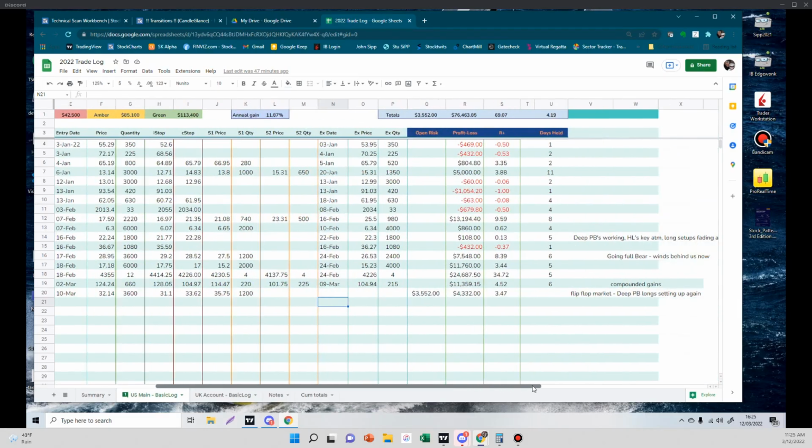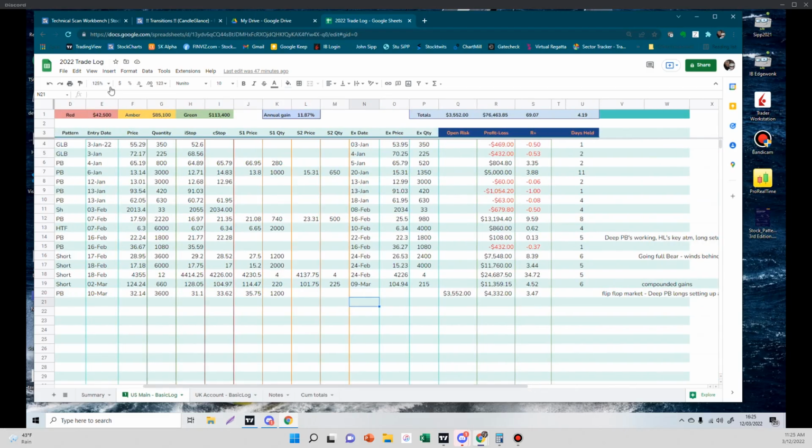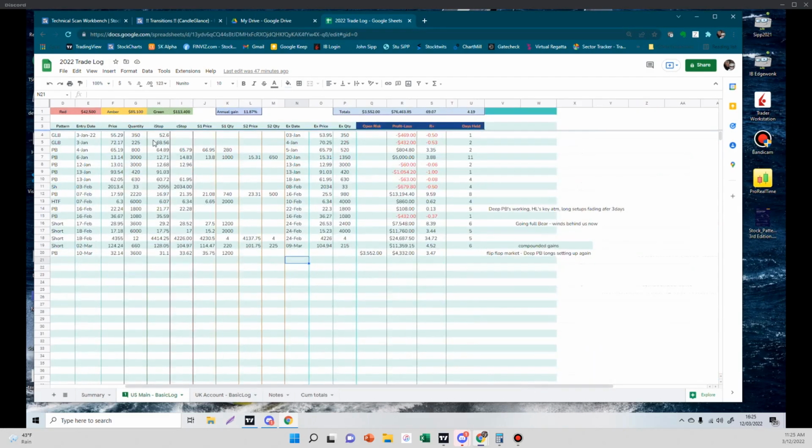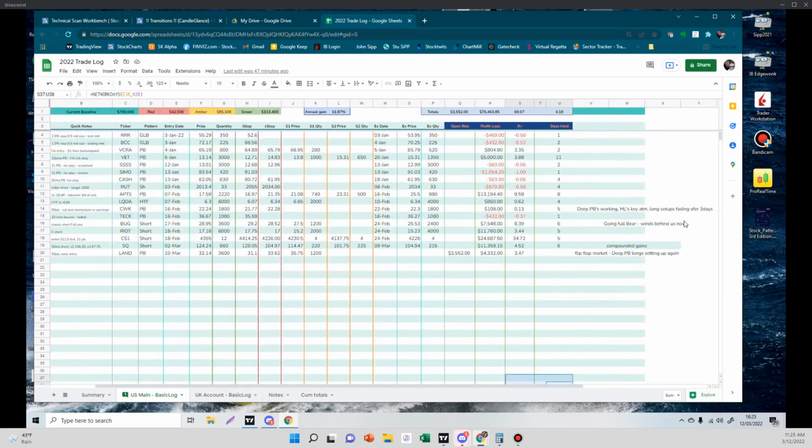I did make a couple of comments, so I'm going to zoom back out now. My comments were really around about that. In February, the deep pullbacks were working. Higher lows are the key at the moment, so you need to make sure you get that in. But long setups were fading after 3 days, so that would be about the 16th of February. Then within a day or two, I just decided to go full bear.